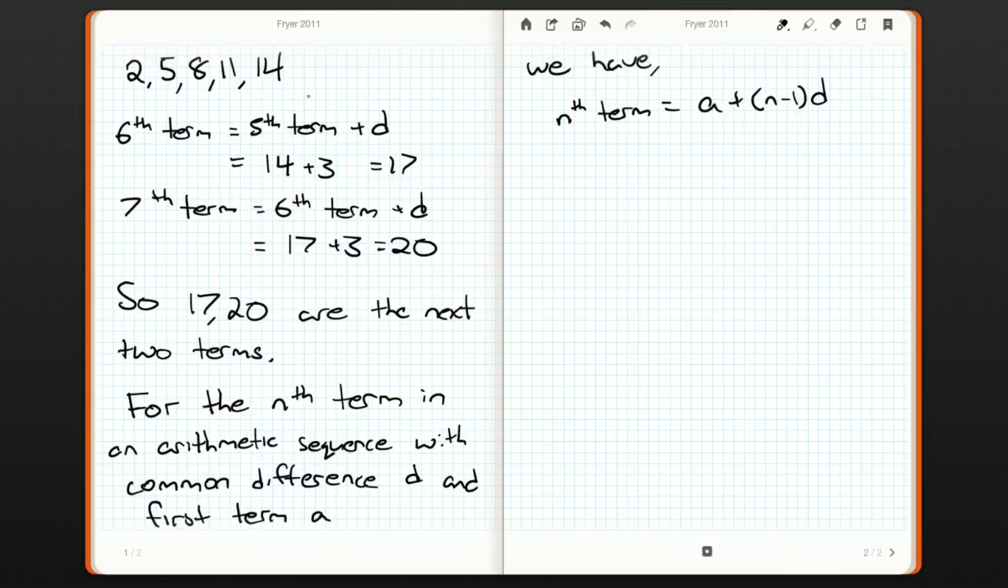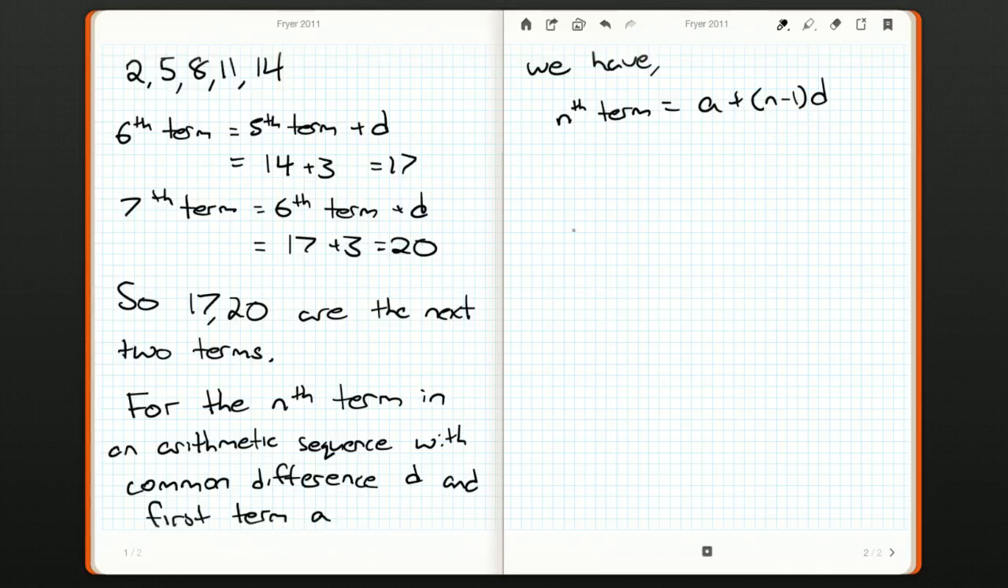You can check it out with 5. 5 is the second term, so n would be 2. 2 plus 2 minus 1 times 3. Well, that's going to be 2 plus 3. That's 5. You can try it out with some of the terms we just computed. The 7th term, 2 plus 7 minus 1 times 3 is 2 plus 6 times 3. So that's 2 plus 18. That's 20. And that's exactly what we got.